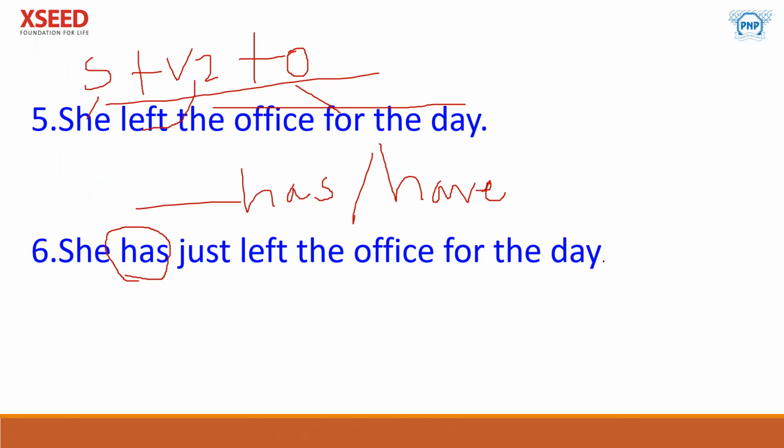Now, she left the office for the day is written in the simple past tense. It describes an action that is completed in the past. She has just left the office for the day is written in the present perfect tense when we want to describe an action that just finished. Now, just finished, when she has just left. That's why here we have used present perfect tense. Understood this much? Very nice.